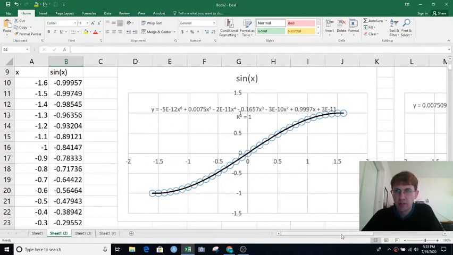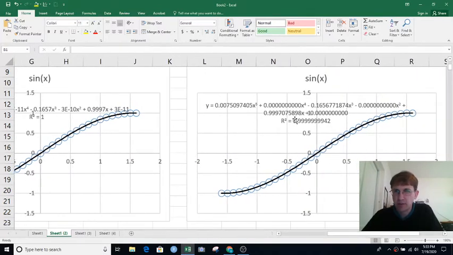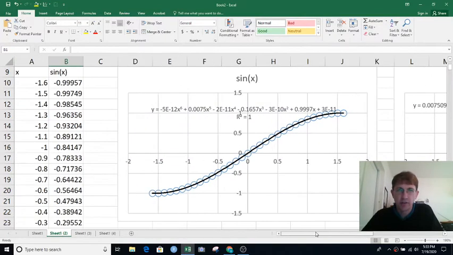Also, I have more precision shown over here. R squared isn't really 1, it's just awfully close to 1. So we've got some problems here, right? We don't know where these coefficients are coming from. The formulas for doing polynomial trend lines in Excel are really complicated. We don't really understand what's going on. Things depend on the number of points we use.